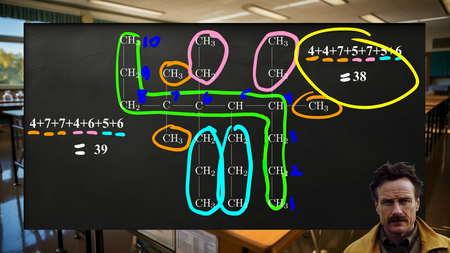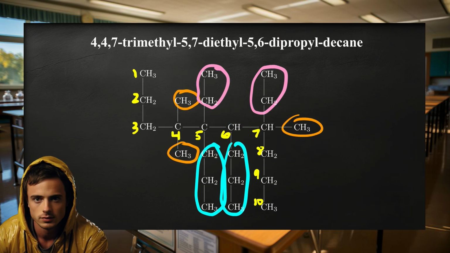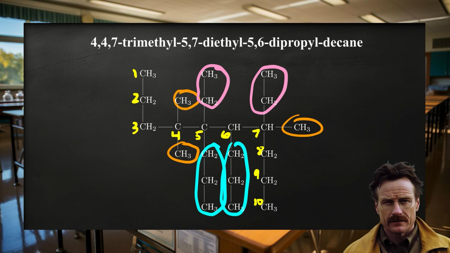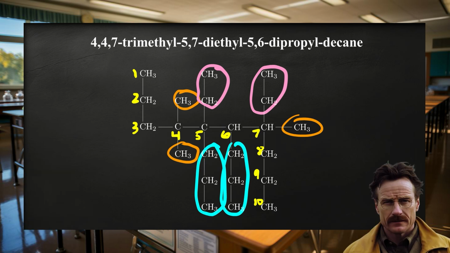Okay, now Jesse, what is the correct name for this compound? That would be 4,4,7-trimethyl-5,7-diethyl-5,6-dipropyl... Propyl, Jesse. Propyl. Yes, right. 5,6-dipropyldecane. That's right.